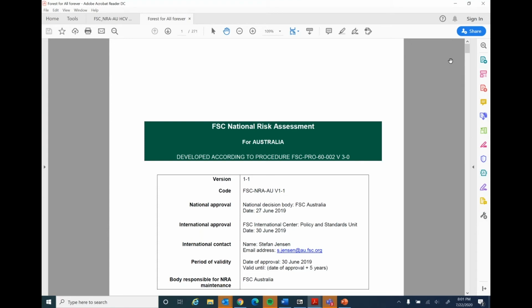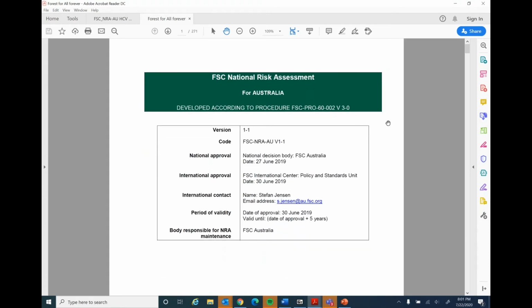Yep. So as you'll see, it's quite an extensive body of work, 271 pages, and a lot of work has gone into it. But the thing is, you don't need to be across this whole document. And I'll show you a little bit about how you can use it. But first, here's the front page. So we have the National Risk Assessment, and as Chiara said, it's developed according to this procedure. You'll see that we're at version 1.1. It started as 1.0, so we've had a small revision. And like Chiara said, we've got around 100 pages of dead links in the document, which will be updated in due course, and then we'll send out another version.